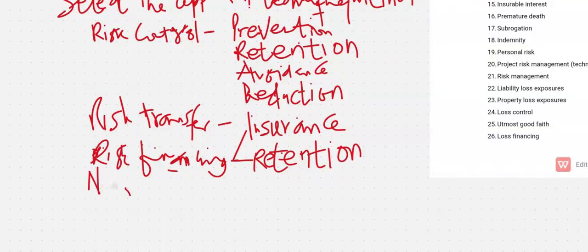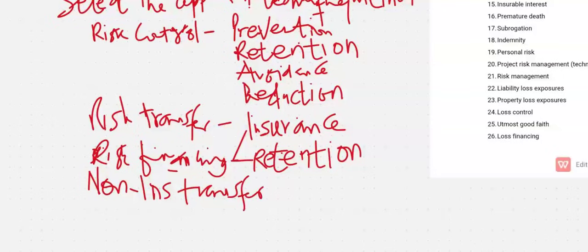Non-insurance transfer means you are actually transferring the losses, but here not by means of insurance. Meaning you are transferring the loss, but not to an insurance company. We have what is called hedging. Hedging is used more in derivatives, in financial management or corporate finance. You hedge against risk. We have what is called lagging and leading.